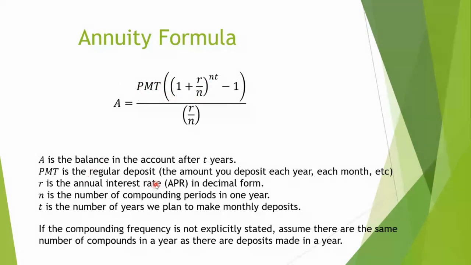The R, that's our APR, but you write it as a decimal. N is how many compounding periods are made in a year. So for us, if we're doing monthly deposits, then N is 12. If we're doing annual payments, that is annual deposits, then N is 1. Again, we're assuming compounding frequency is the same as the frequency of how many deposits there are in a year. T is how many years this goes on. So this is our formula. I did send out the notes just now, so this is in there. It's also in the book, of course.